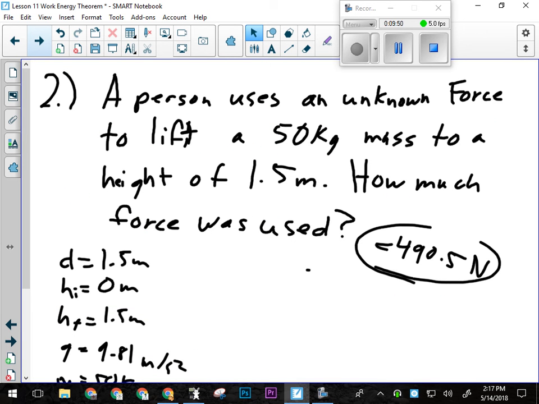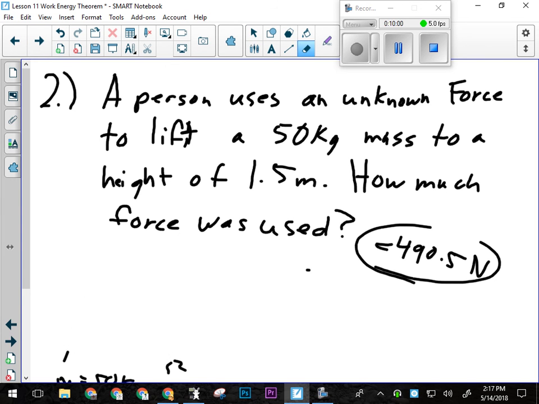All right, I want you guys to try this one. I've got the answer on there so you can check and see if you did it right. Okay, but I have a person who uses an unknown force to lift a 50 kilogram mass to a height of 1.5 meters. Okay, how much force was used? All right, so write down your givens. Okay, decide what kind of energy is changing. Set it up, manipulate, and solve. All right, give you a few minutes on that one.